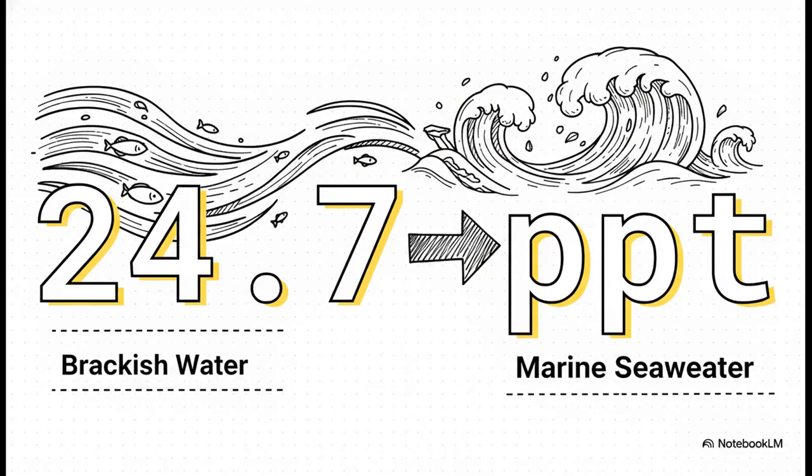And when it comes to salinity, this specific number is a vital benchmark, 24.7 parts per thousand. Oceanographers consider this exact concentration to be the strict upper limit used to demarcate brackish water. So, anything saltier than this crosses the threshold out of brackish territory and into the realm of true marine seawater.